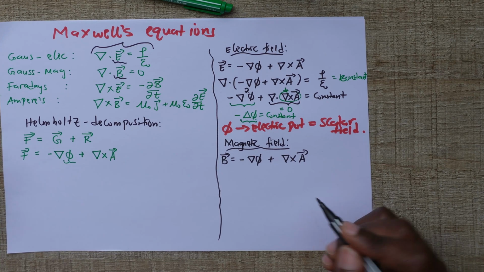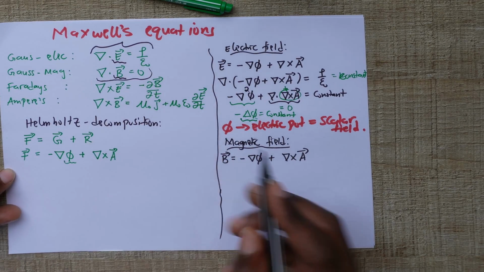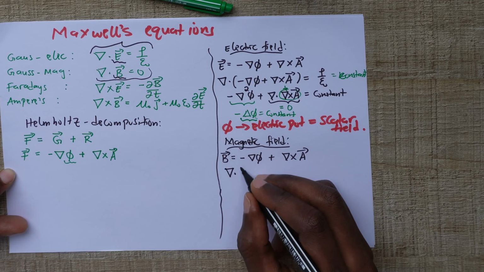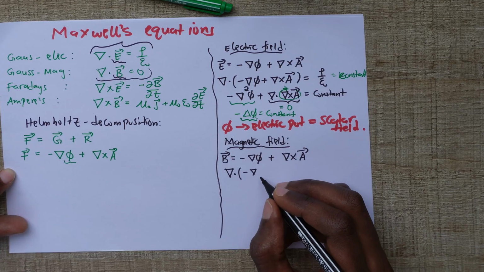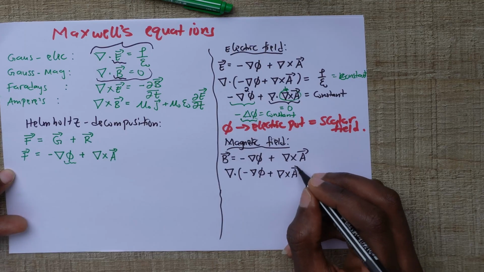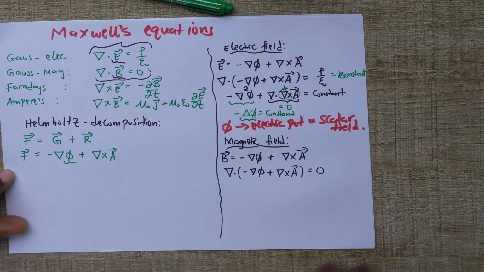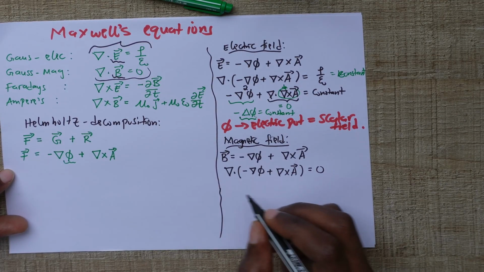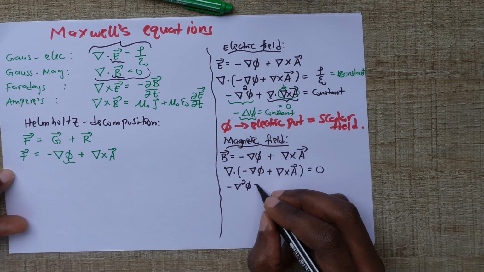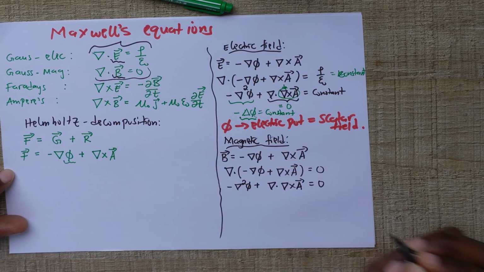Now, we are also going to replace it in the expression for Gauss's law of magnetism, which tells us that nabla dot B, the divergence of B, has to be 0. So I'm going to plug B here. So we have this plus this equals 0. And then if we simplify this, we're going to have negative nabla squared phi, and then here we're going to have nabla dot nabla cross A equals 0.